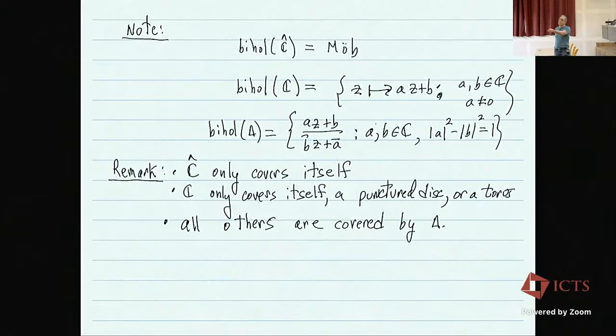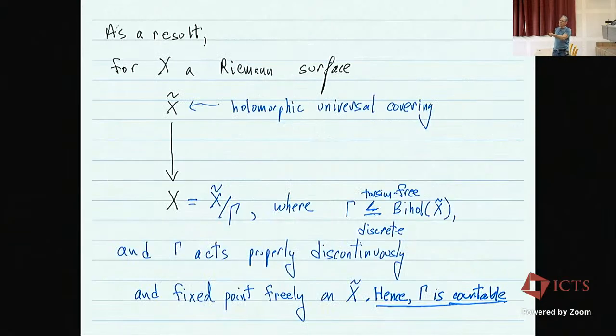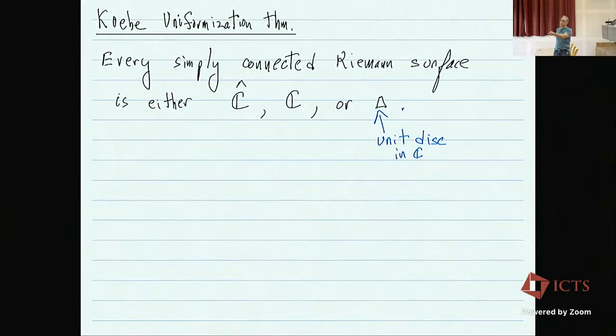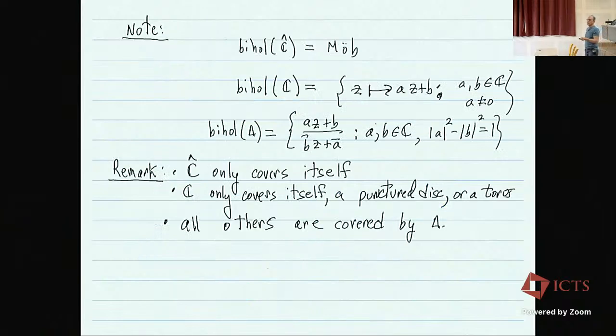Let me back up. If we want to study the universal cover and groups acting on it, we said that there are 3 possible universal covers. What we better do is study the biholomorphic self-maps of each one of these universal covers if we're going to try to understand the discrete subgroups. So that's this next discussion.